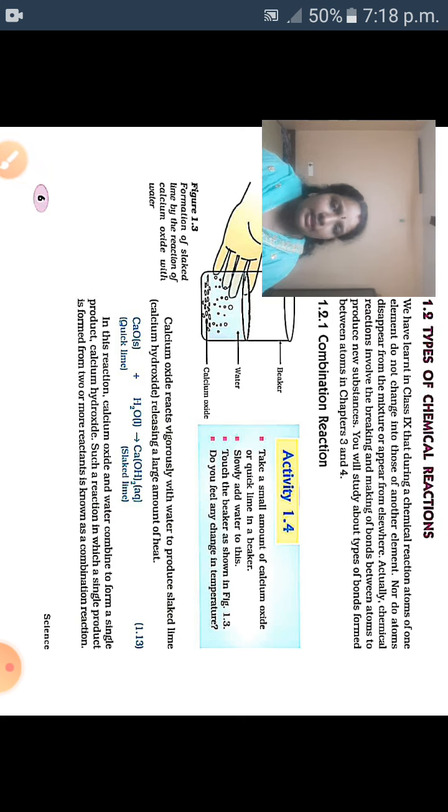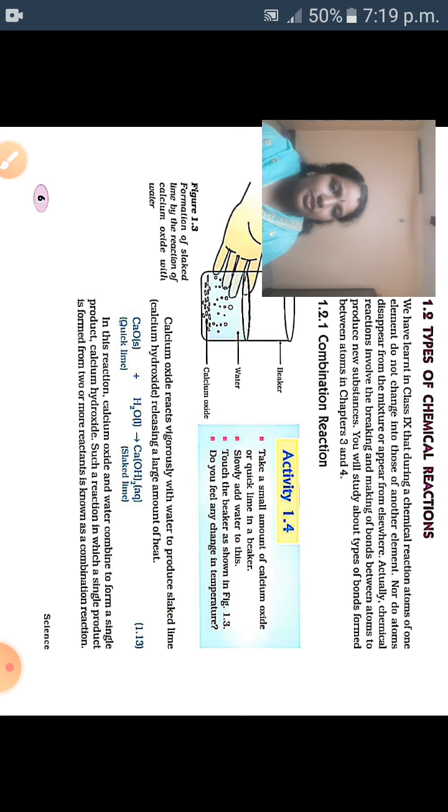First, you take a beaker and then take a small amount of calcium oxide or quicklime into it. And then slowly add water. And you touch the beaker as shown in Figure 1.3. Do you feel any change in temperature here?